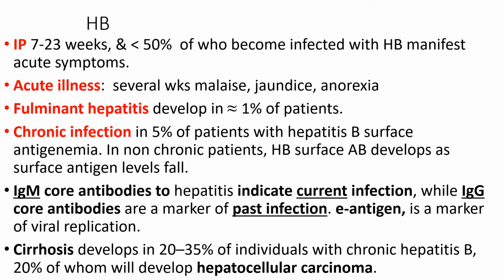In non-chronic patients, HBV surface antibody develops as surface antigen levels fall. IgM core antibodies to hepatitis B indicate current infection, while IgG core antibodies are a marker of past infection. E antigen is a marker of viral replication, and the case can be infectious. Cirrhosis develops in about 1/3 of individuals with chronic hepatitis B, 20% of whom will develop hepatocellular carcinoma.